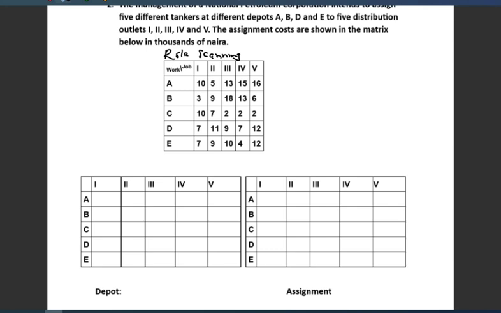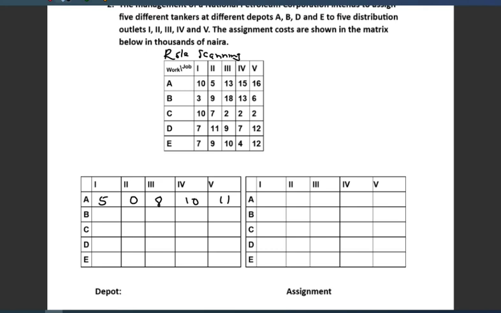So the first row, the least number is 5. So we're going to have 10 minus 5. We're going to have 5. And 5 minus 5, we have 0. 13 minus 5, we have 8. We have 15 minus 5, we have 10. 16 minus 5, we have 11. Then we have the next row.